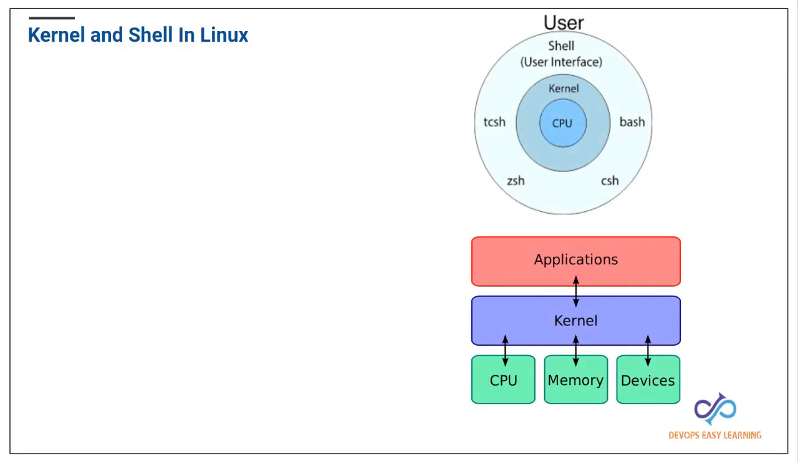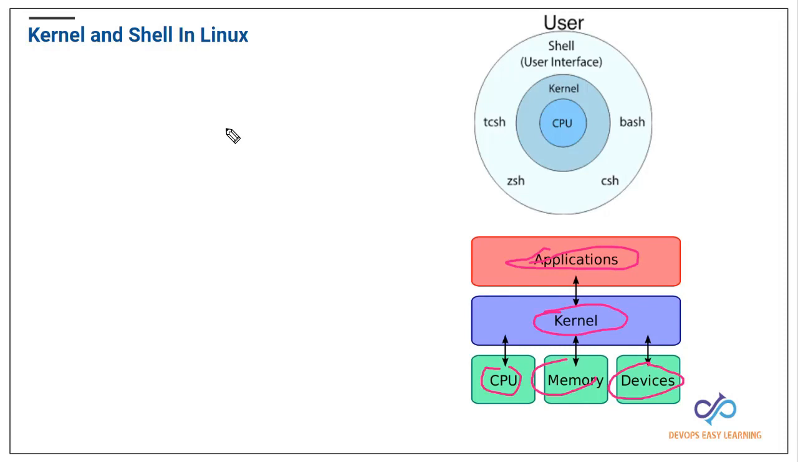What happens here is that, as you guys can see, we have the kernel, we have our CPU, we have our memory, and we have our devices. And here we have all our applications, right? What is the kernel? The kernel is just an interface between the application or the user interface and our hardware. And what is the purpose of the kernel?